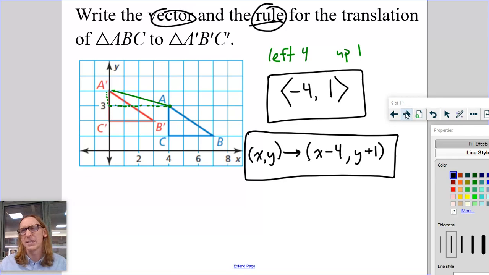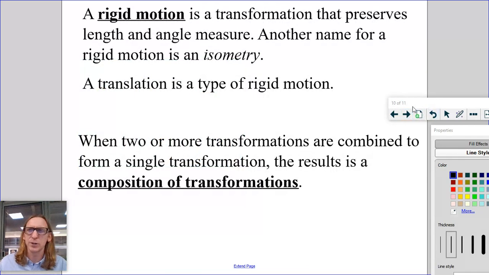The final piece of this lesson here are 2 vocabulary terms, which are important to utilize because they come into play every once in a while throughout our work here in chapter 4. The first is a rigid motion. A rigid motion is any transformation that preserves length and angle measure. A rigid motion is a transformation that does not change the size or the shape of your figure.